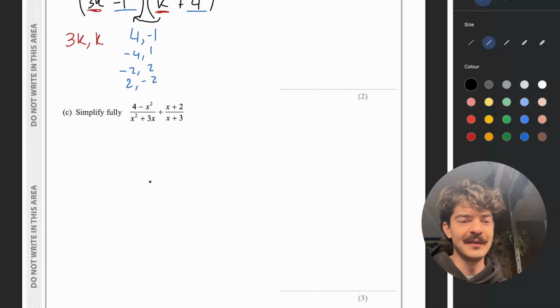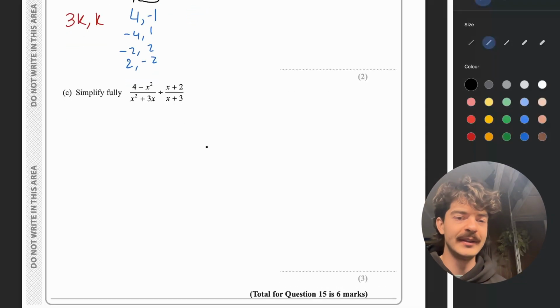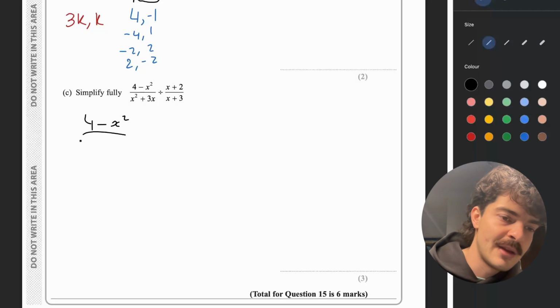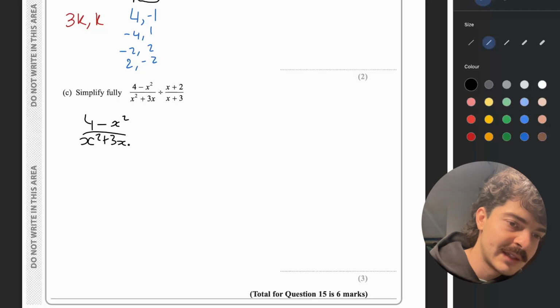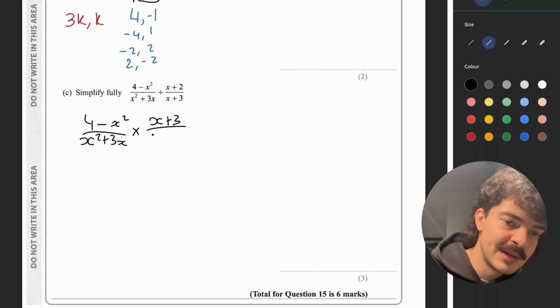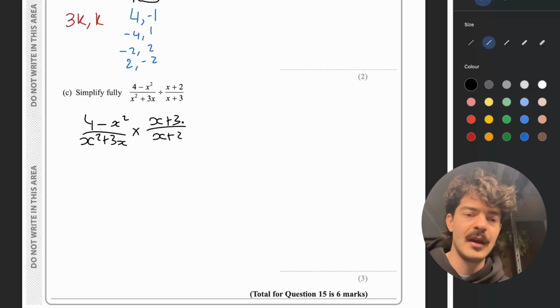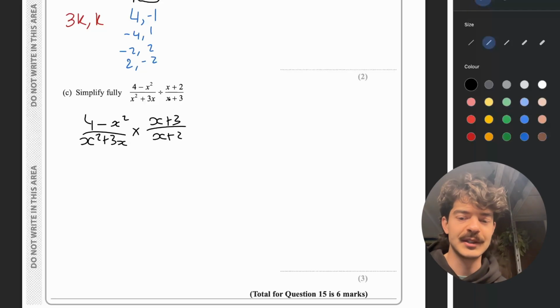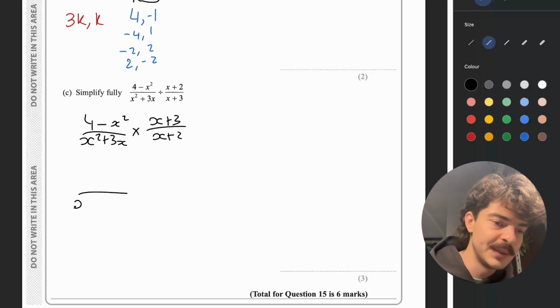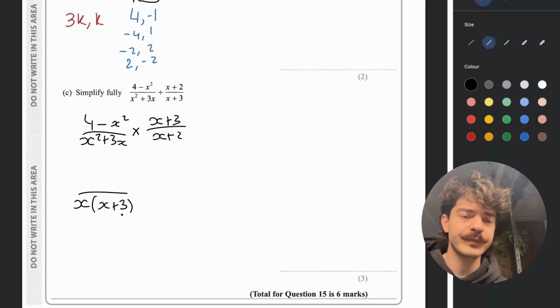Last on the table, we've got simplify fully this division. Let's start by mapping this out. So we've got 4 minus x squared over x squared plus 3x. Remember, you've got a division here, so that's going to flip our fraction to x plus 3 over x plus 2. Then we can factorize both the things on the left. Notice on the right, everything's fully factored already. The numerator is a little bit hard, so I'm going to start with the denominator, which gives us x plus 3. And then the numerator.